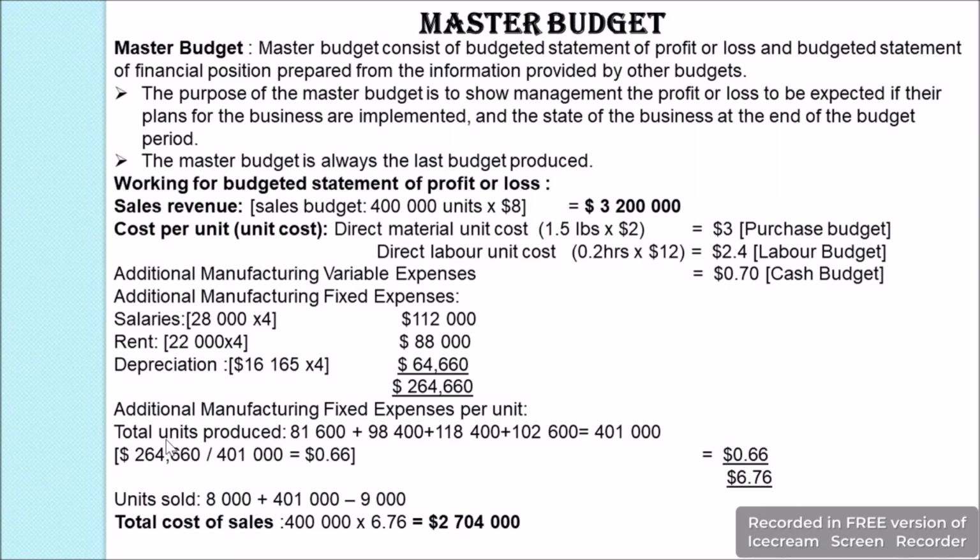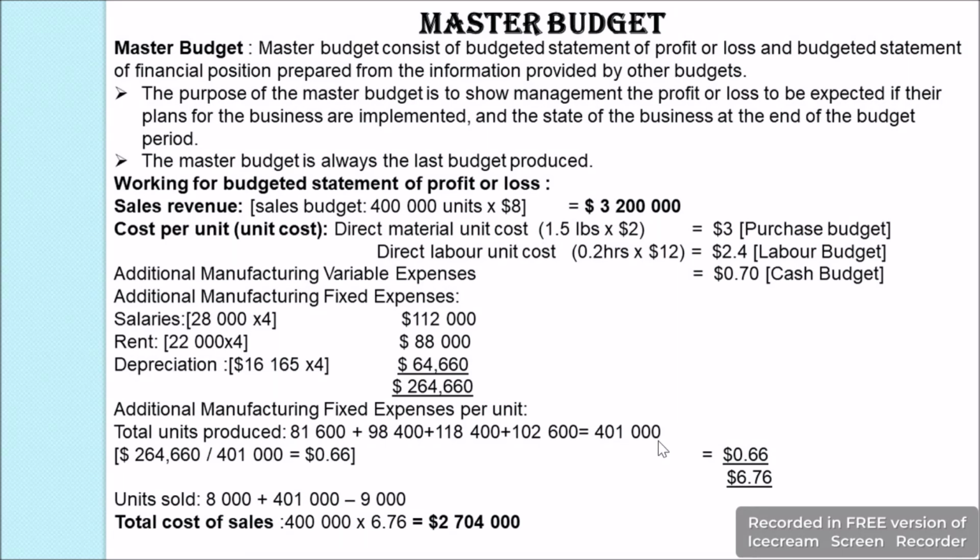And from the production budget, if we see the total units produced, in the first quarter it was 81,600 units, in the second quarter it was 98,400 units, in the third quarter it was 118,400 units, and in the fourth quarter it was 102,600 units. So when we add all this up, the total units produced during the period was 401,000 units, and the additional manufacturing fixed cost is for 401,000 units.